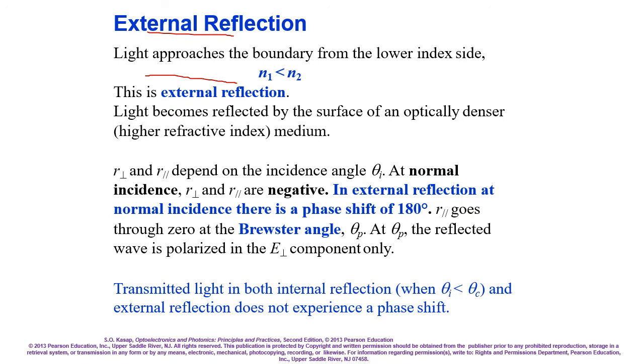R parallel goes through 0 at Brewster's angle, theta p. At theta p, the reflected wave is polarized in the E perpendicular component only. Transmitted light, in both internal reflection and external reflection, does not experience a phase shift.